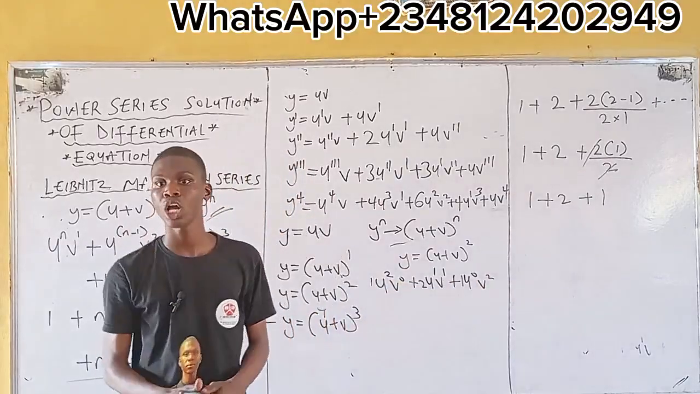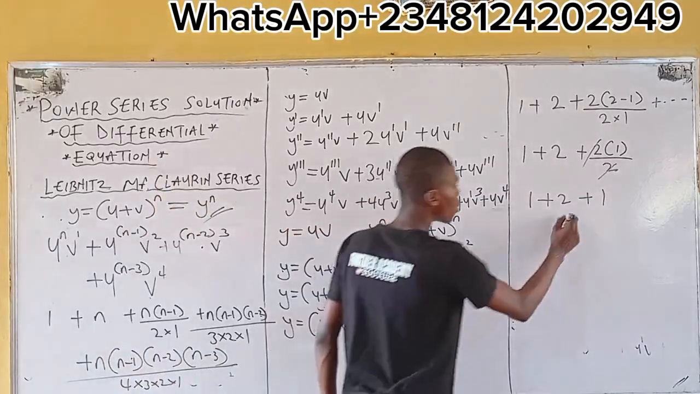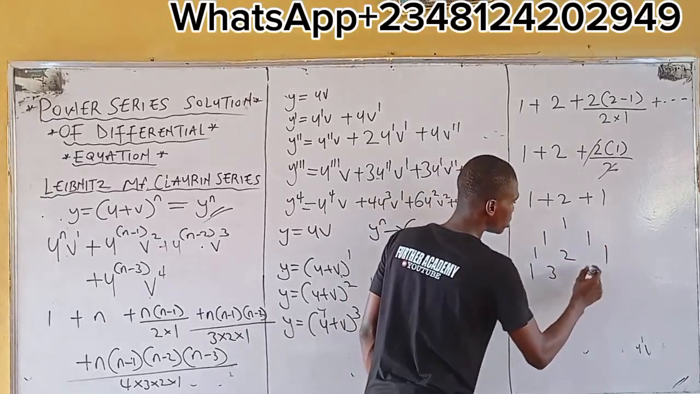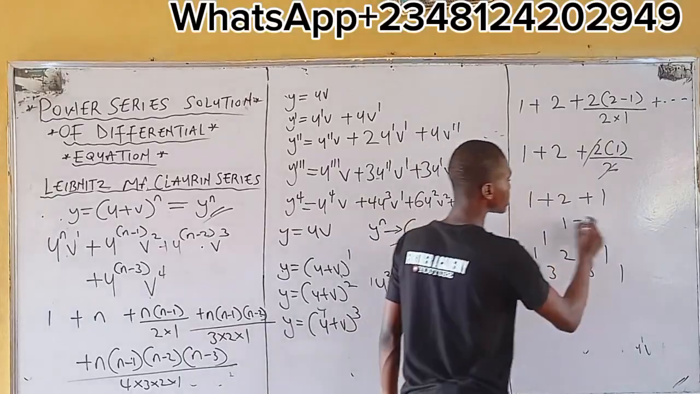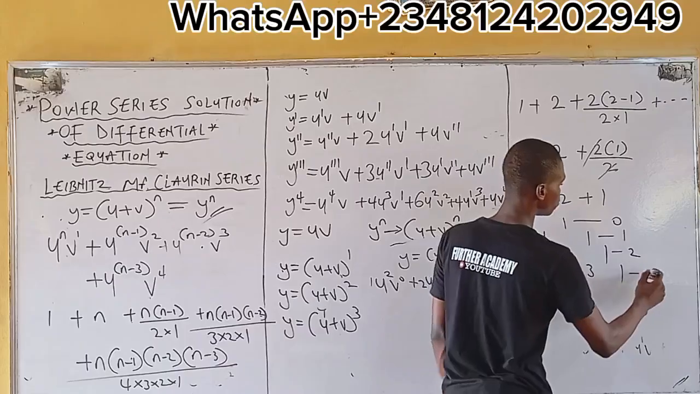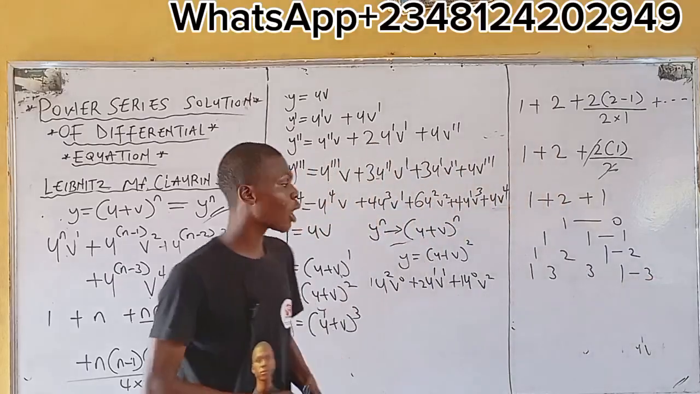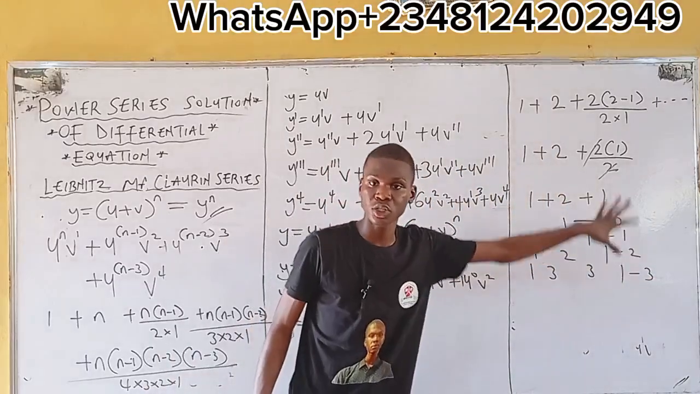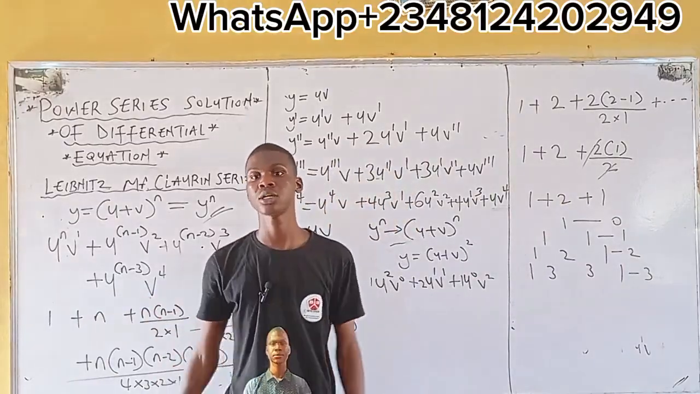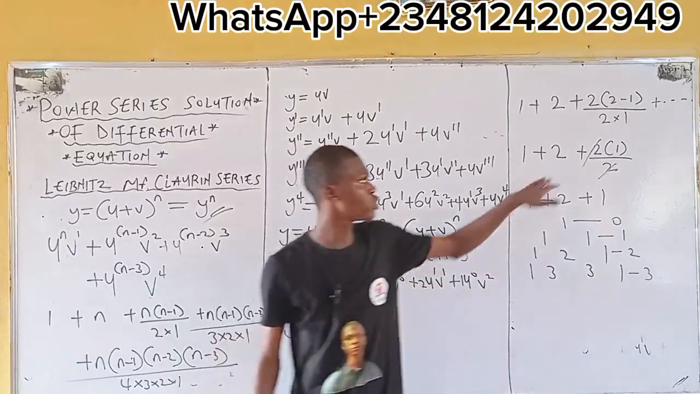Which is still the same thing as using Pascal triangle. By Pascal triangle, I have 1, 1, 1, 1, 2, 1, 1, 3, 3, 1, right? This is when your power is 0. This is when your power is 1. This is when your power is 2. This is when your power is 3. I would have substituted this coefficient using Pascal triangle, but I made use of the formula method, just to see how it works. So we got the same answer.